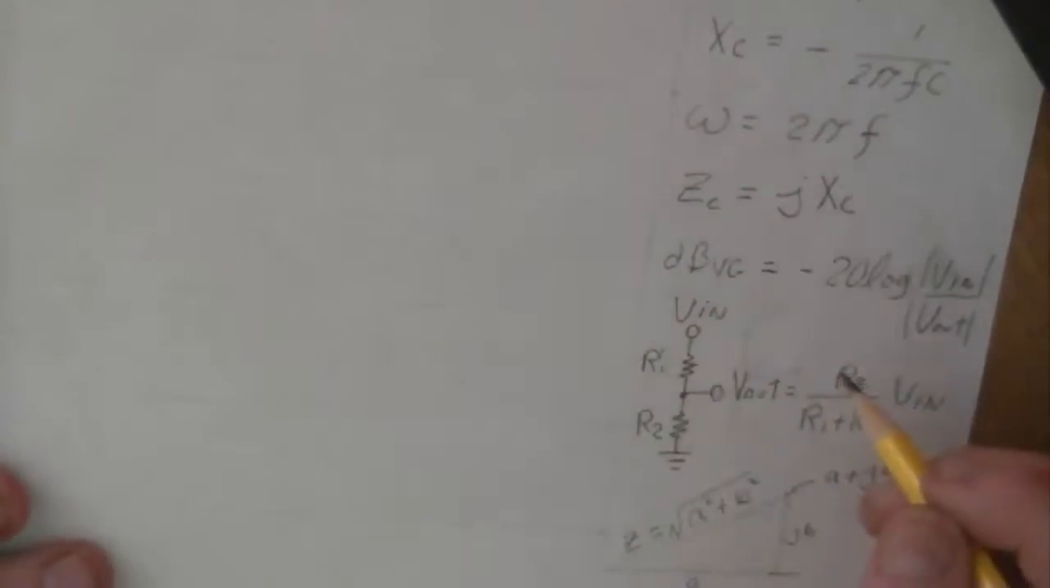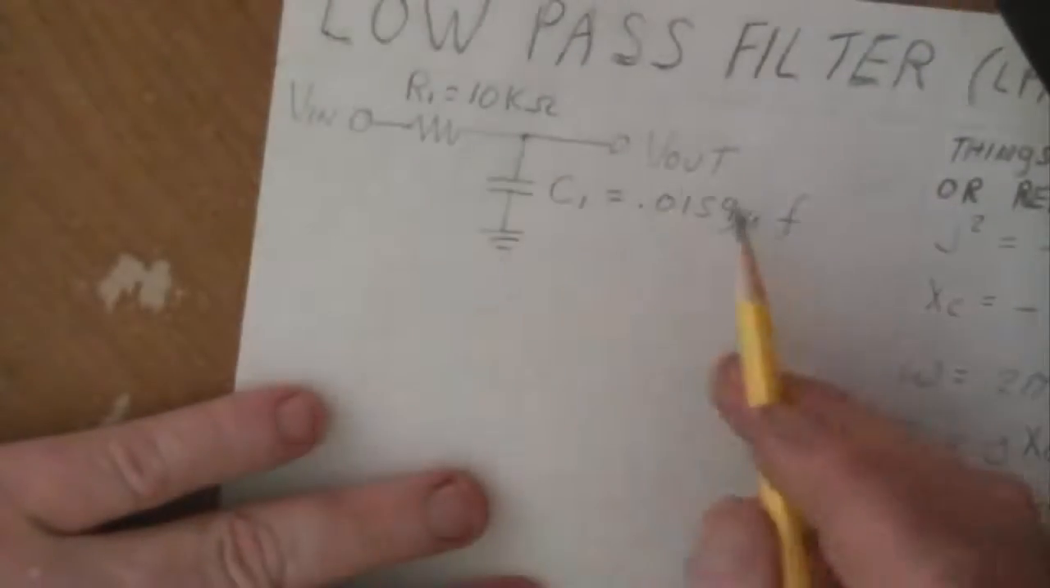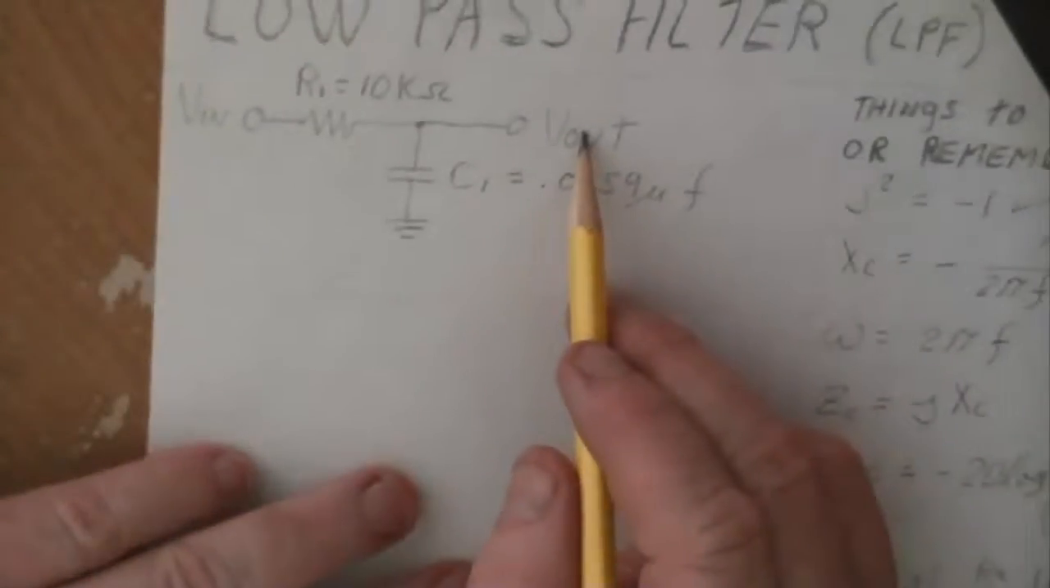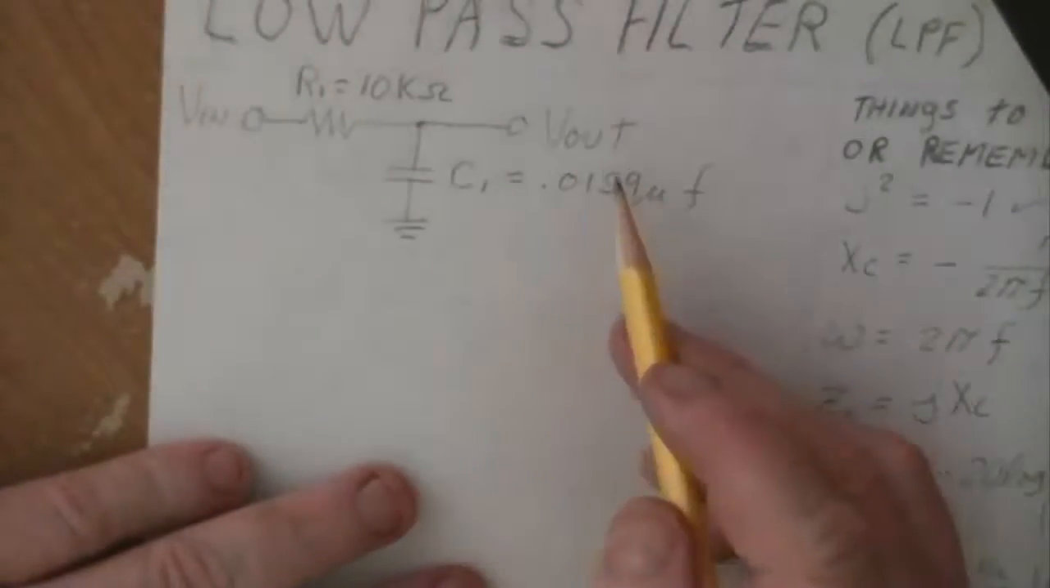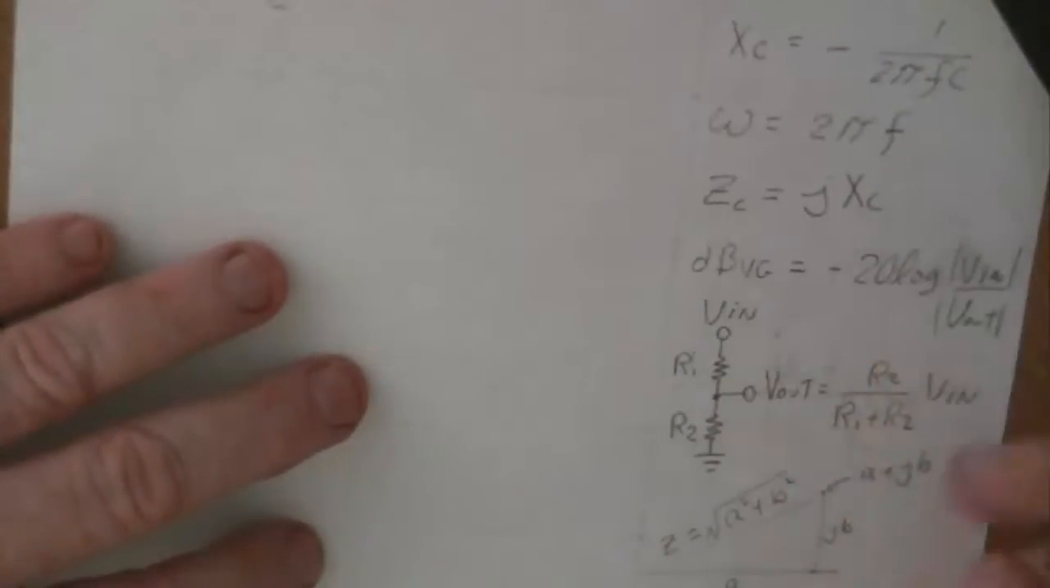Also, the voltage gain formula in decibels is going to equal -20 log times the absolute value of the input voltage divided by the absolute value of the output voltage. Now, first of all, why is it -20 and not +20? Because we're looking for the input over the output. If we were looking for the gain of the output over the input, you would replace the minus with the plus sign.